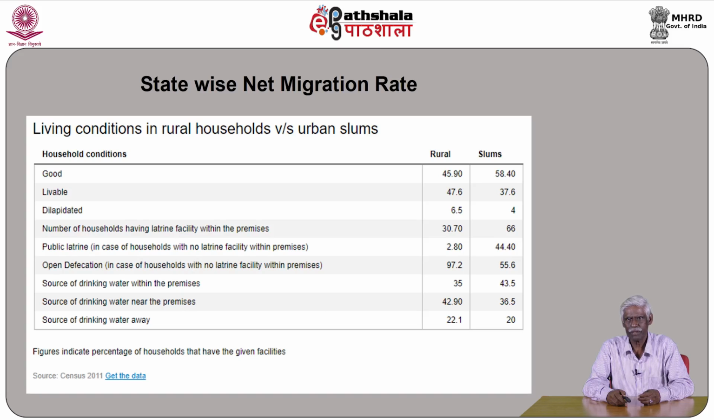Dilapidated housing condition is relatively higher in rural areas, reported at 6.5%, whereas in urban slums, it is only 4. Similarly, the data on the number of households having toilet facilities within the premises, public toilet facilities, the proportion of people opting for open defecation, the source of drinking water within the premises, near the premises, and away from their premises.